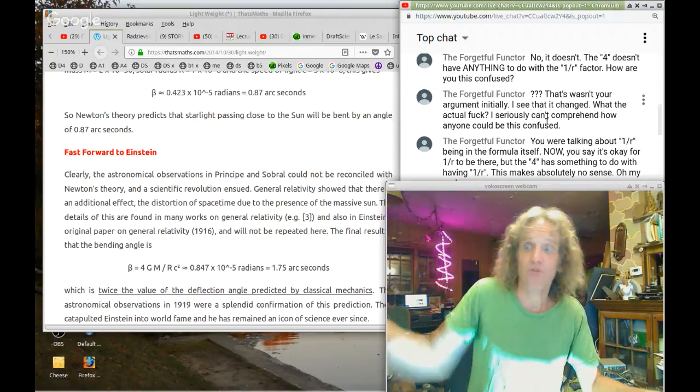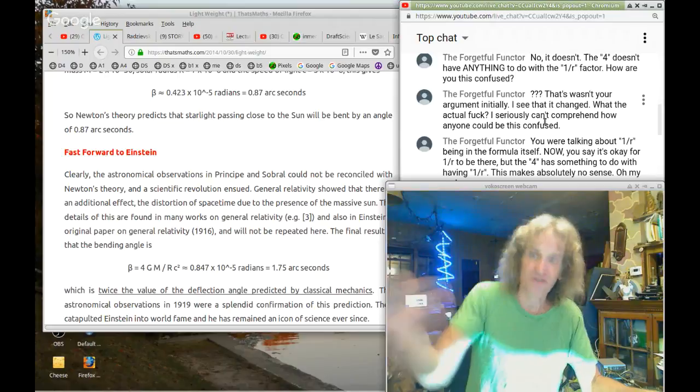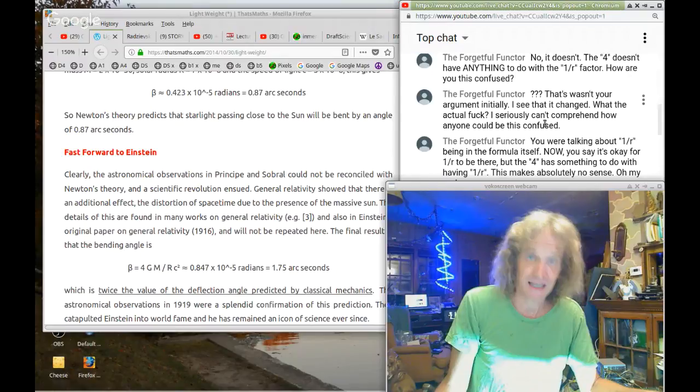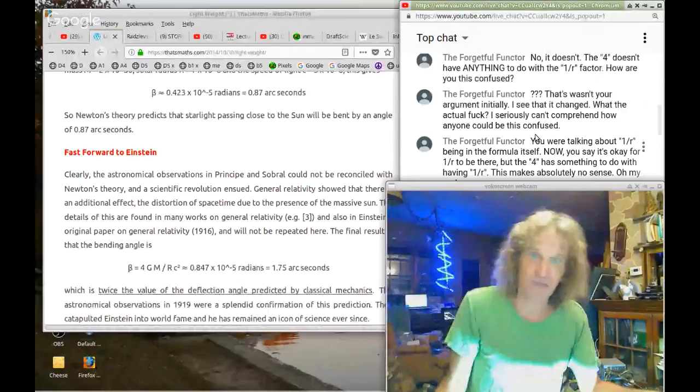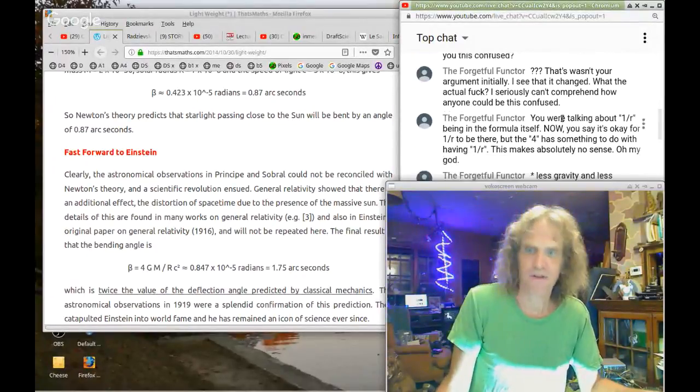which is just a bunch of crap. And again, I've pointed out that this stupid number is for the surface of the sun. Do you realistically think anybody has seen background stars, the light going across the surface of the sun? Do you think anybody's done that, jackass? I seriously can't comprehend how anyone could be this confused. Well, anyway, I'm not confused, and you're a lying piece of shit.